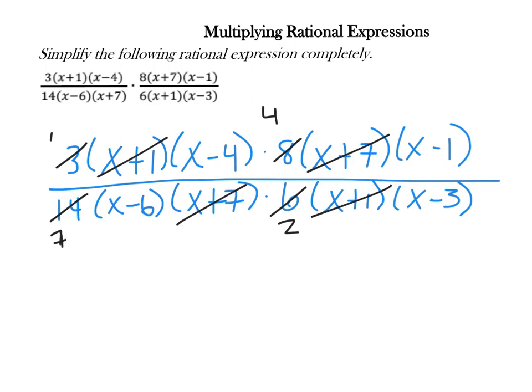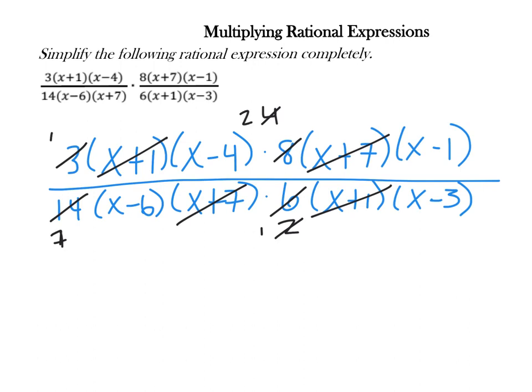Now, before I continue to solve my problem, I also realize that the 2 and the 4 have a common factor, or they're both divisible by 2. So I'm going to divide the 4 and the 2 by 2. This cancels down to 1. This cancels down to 2.